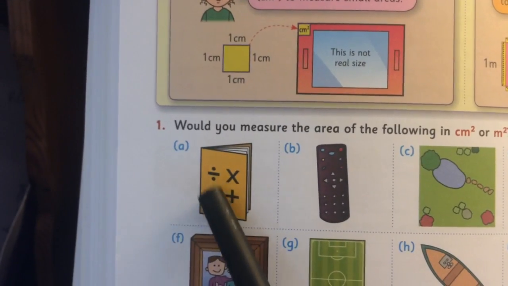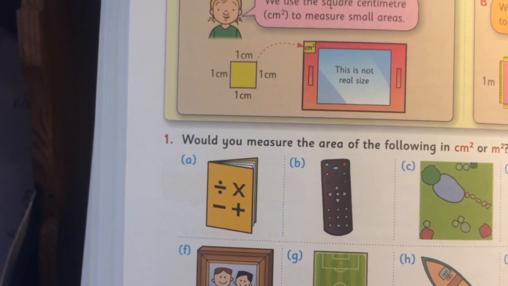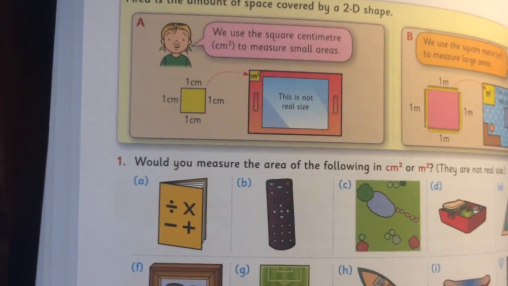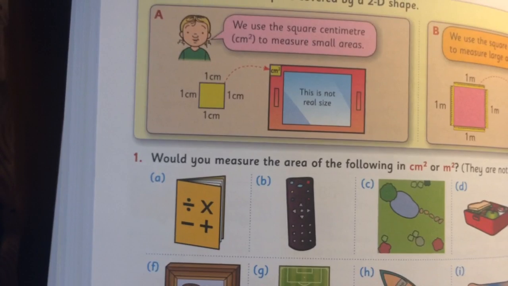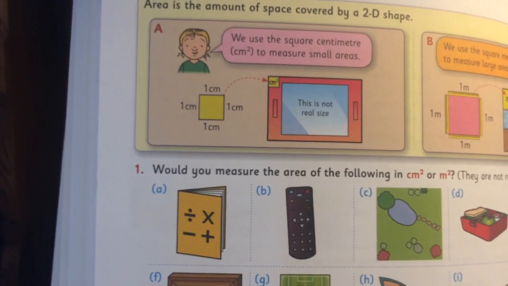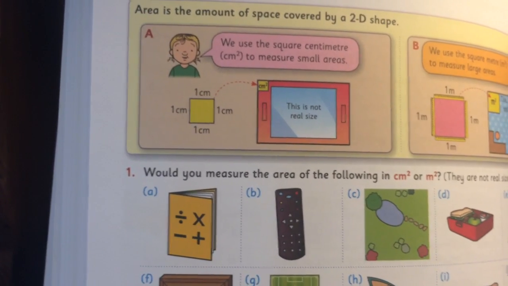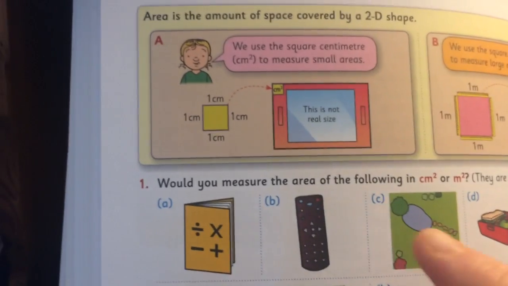So 1A, that's your maths book. Do you think you'd use a meter? Bear in mind now what a meter is. You're probably about 1.5 meters at this stage, or a meter and a bit. I don't even know what I am, but I'm definitely not 2 meters anyway. I'm not that big. But think that's what a meter is.